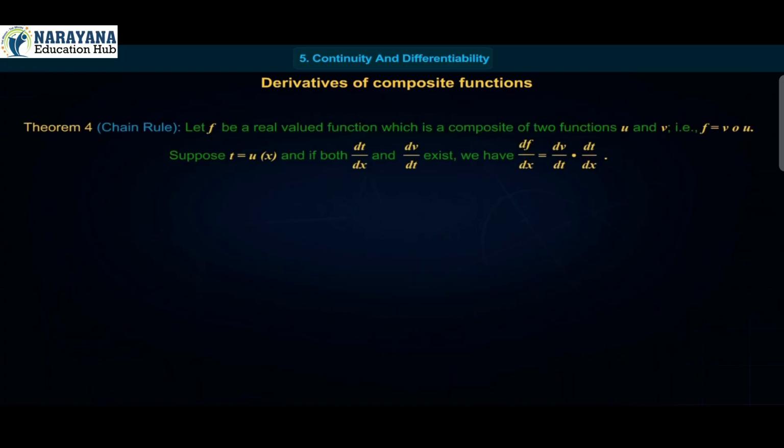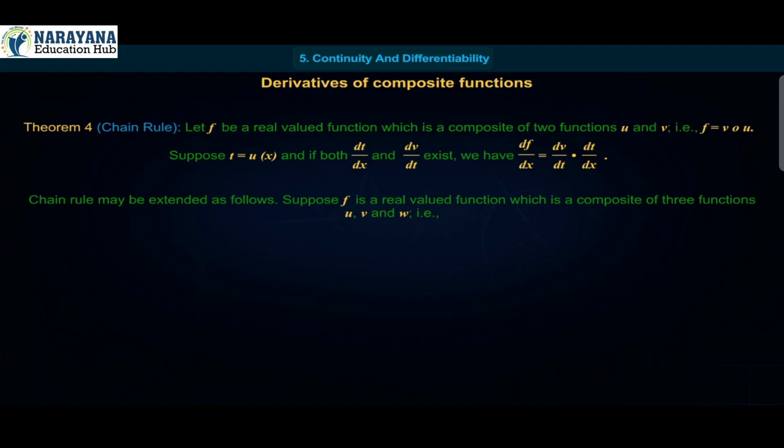Theorem 4, Chain rule. Let f be a real-valued function which is a composite of two functions u and v. That is, f is equal to v o u. Suppose t is equal to u of x, and if both dt/dx and dv/dt exist, we have df/dx is equal to dv/dt into dt/dx.